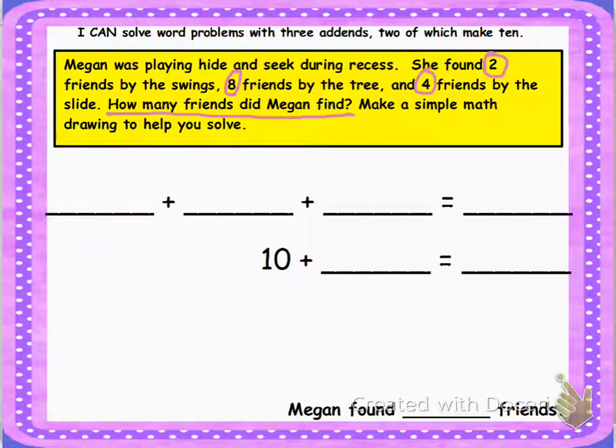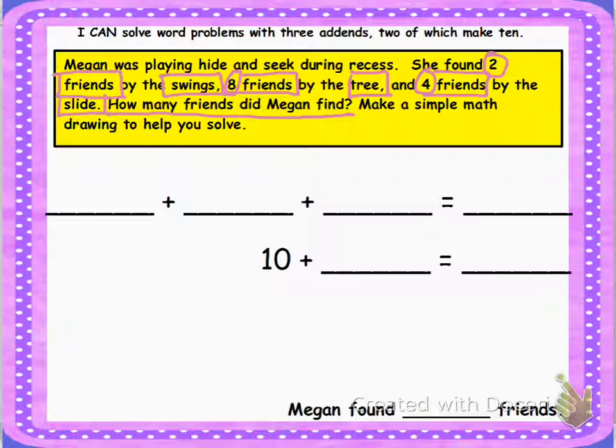And then the B means that we're going to box in those important words. So we know that we're going to box in friends because we need to know what is 2 what, 8 what, and 4 what. We need to make sure that we have an idea of what's going on here. So 2 were found by the swing, so we'll box in swing. 8 was by the tree, and 4 is by the slide. So we'll make sure to box those in as well because those are important.